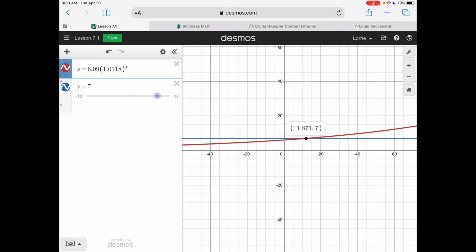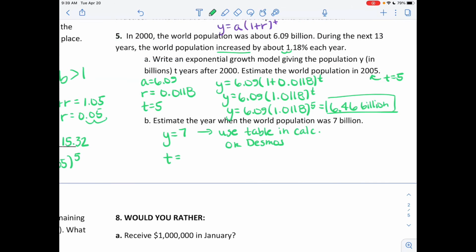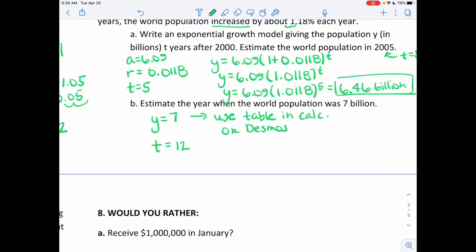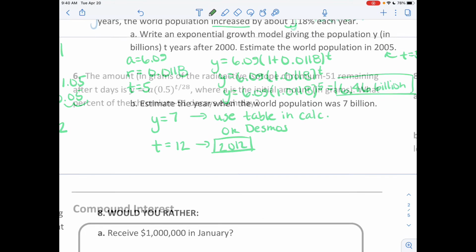And so we're going to go ahead and call that 12 years, because it doesn't make sense to say year 2011.87. So we're going to say 2012. Back over here in our notes, we know that t is about 12, so we can say that the year is 2012 when the population will hit 7 billion.